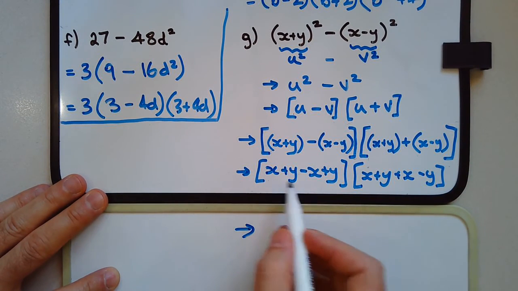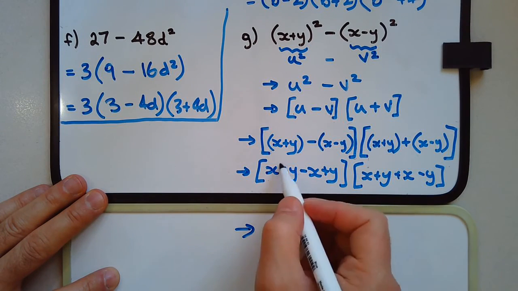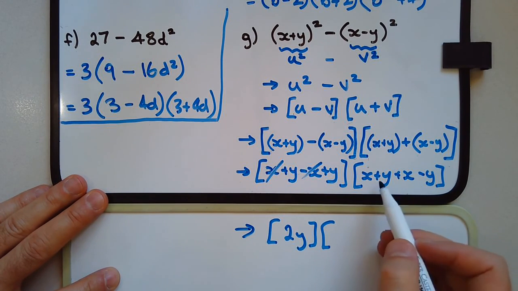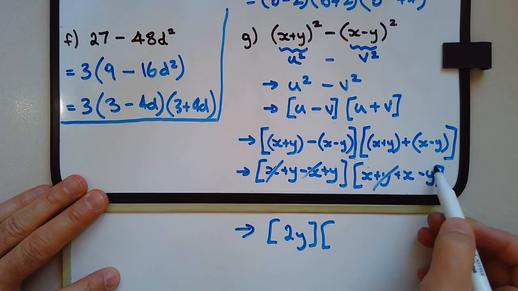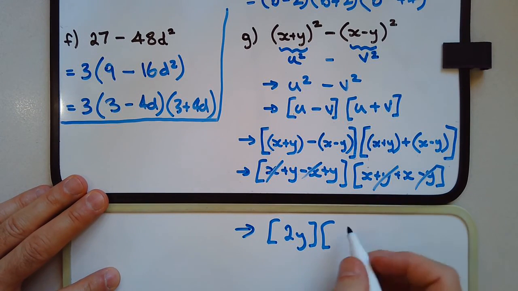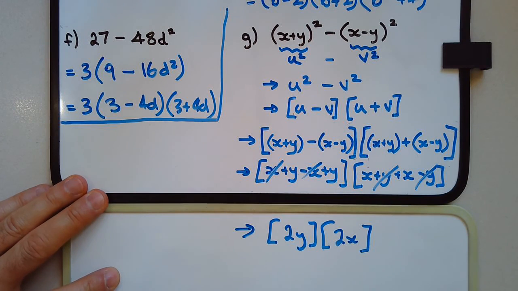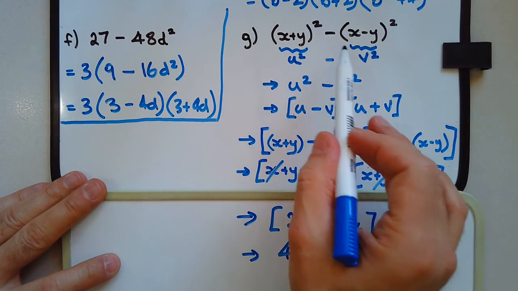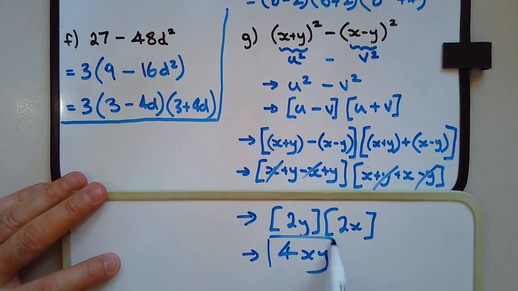So x plus y minus x plus y: the two x's cancel, and in the square brackets we get y plus y, which is 2y. And what about this one? You've got x plus y plus x minus y. The y's cancel here, and you end up with 2x. If you like, we could just multiply the whole thing out. So the answer would be 2 times 2 is 4, y times x is xy. So the end result of this whole thing, x plus y all squared minus x minus y all squared, is just 4xy.